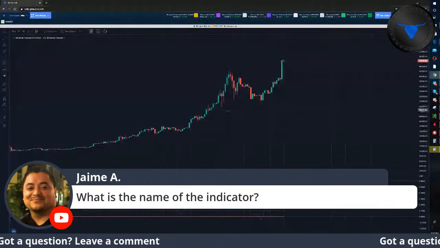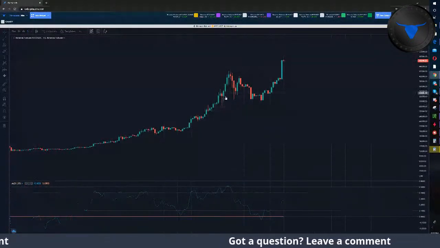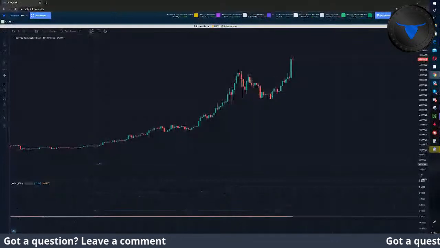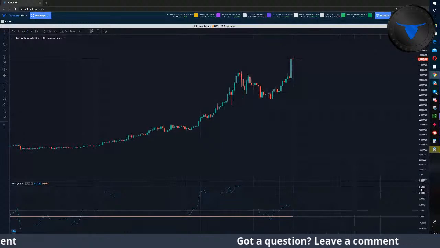The name of the indicator is DI. It's the demand index. It's available in the advanced indicator tab. So as you described, the one thing that you have to pay attention to, and correct me if I'm wrong, Taras, is mainly the cross above the zero line, correct?